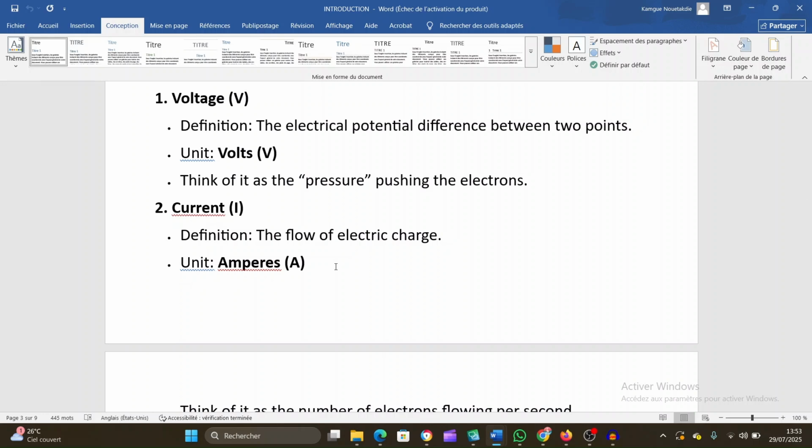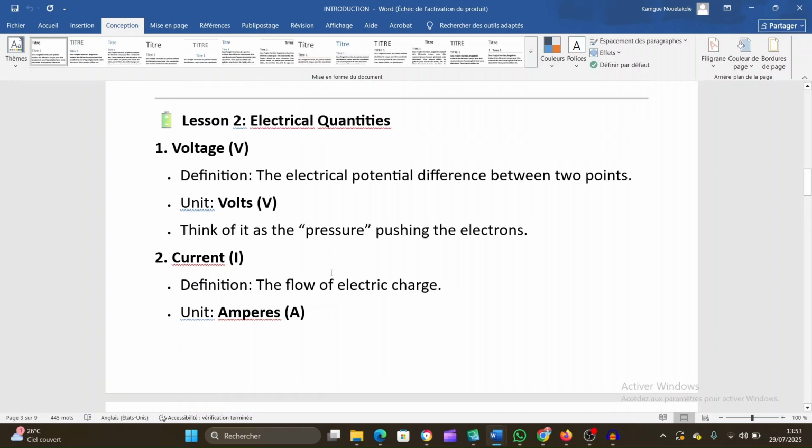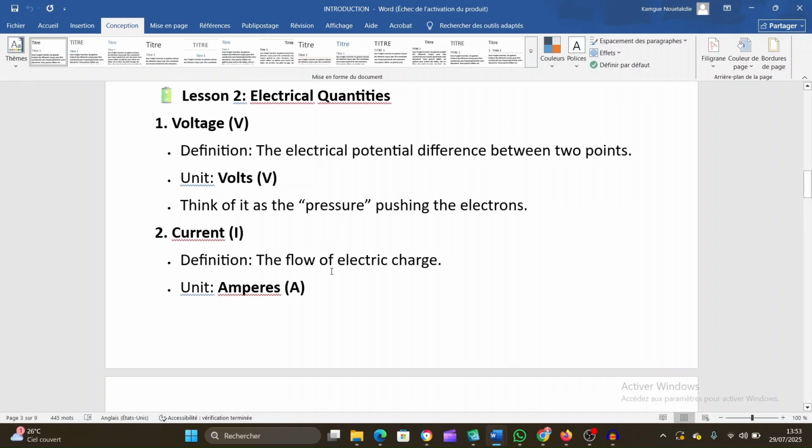Now, if you want to think about it, you think of it as the number of electrons flowing per second. Don't forget, for voltage, we say it is the pressure pushing the electrons. But for current, we are talking about the number of electrons flowing per second. That is current.